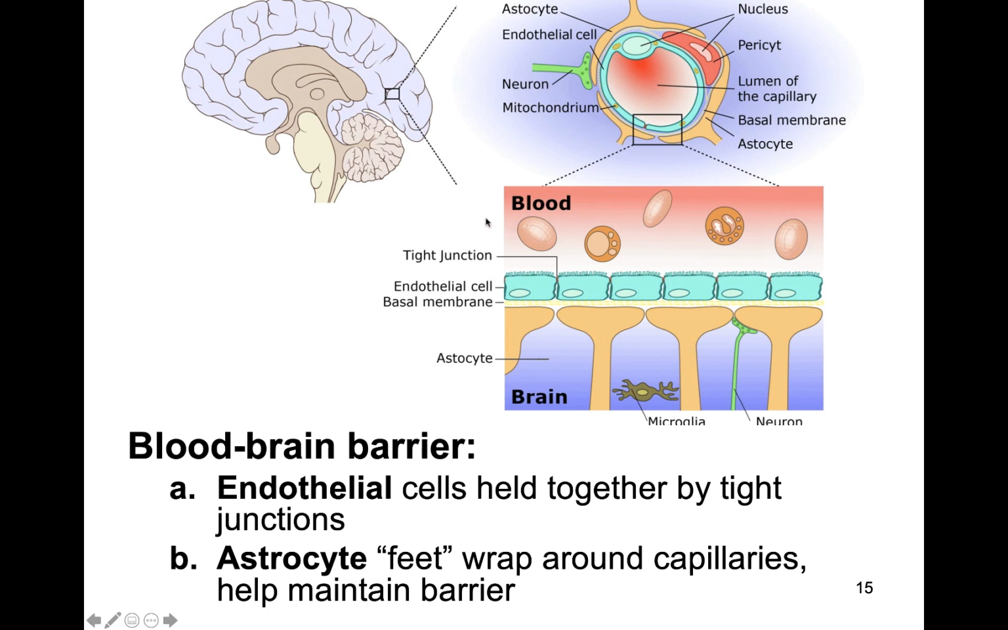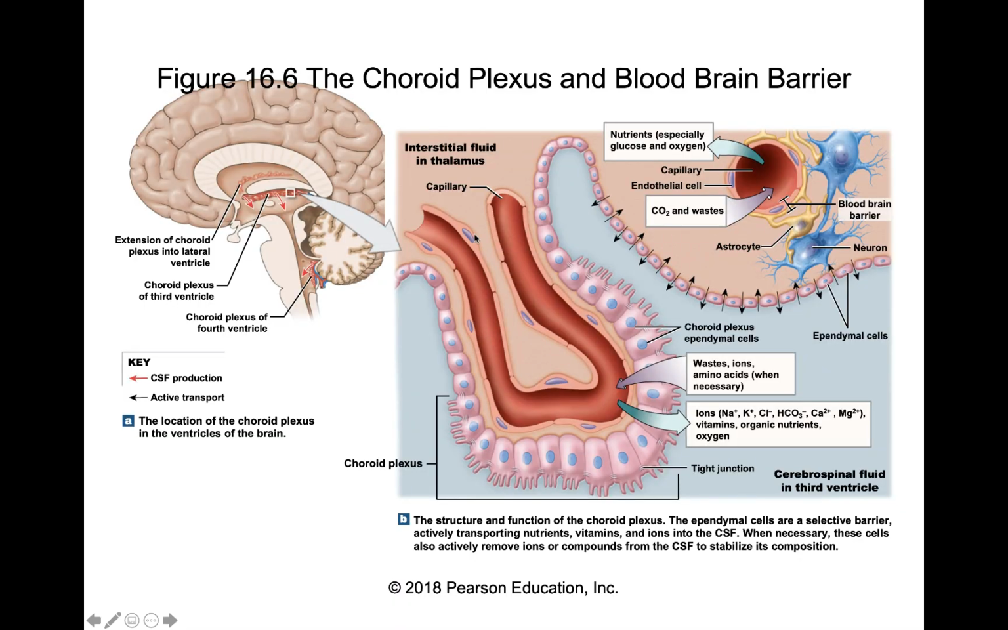So ventricles are lined by epidermal cells. So in the ventricles, there are these specialized cells that are going to form the choroid plexus, and that's what's going to secrete CSF. These epidermal cells that are held together by tight junctions are making the choroid plexus. These astrocytes that are holding the endothelial cells in place are making the blood-brain barrier. These epidermal cells are going to secrete the cerebrospinal fluid. So what this picture is showing you is the structure and function of choroid plexus. So the epidermal cells are the selective barrier that are transporting the nutrients.